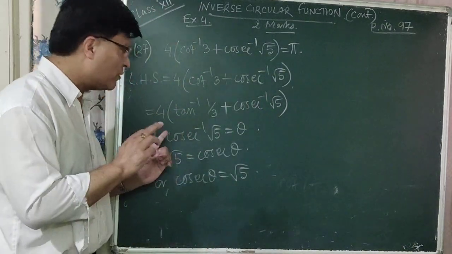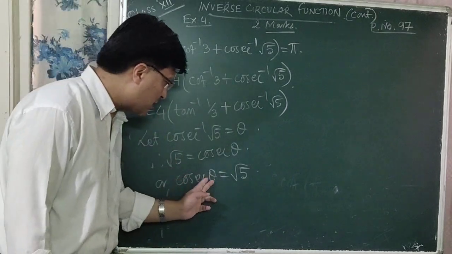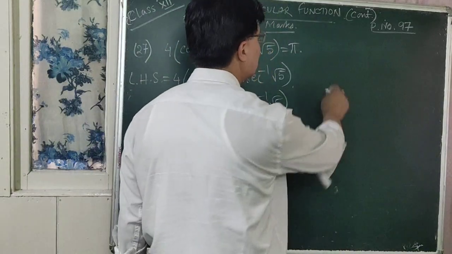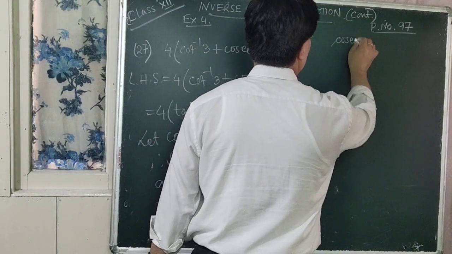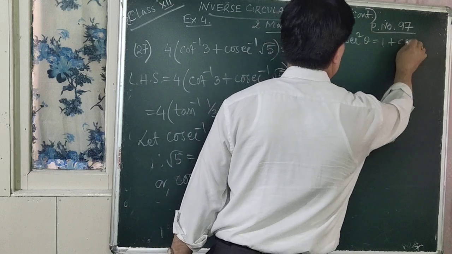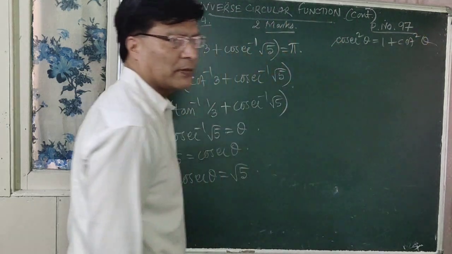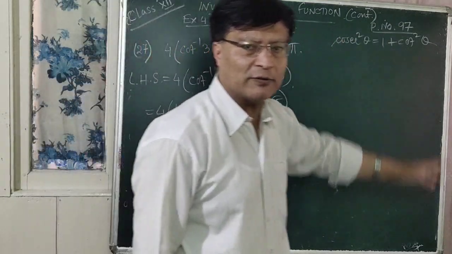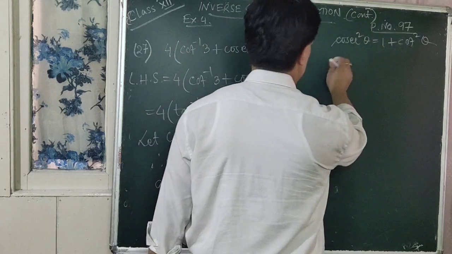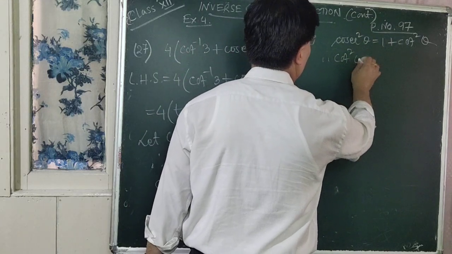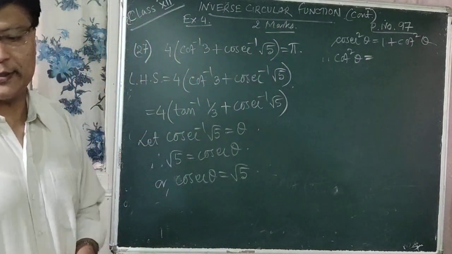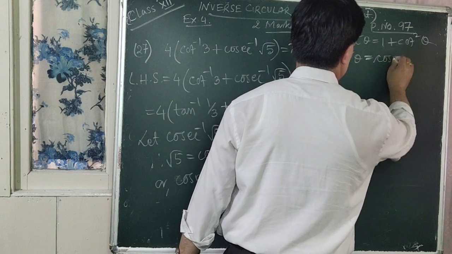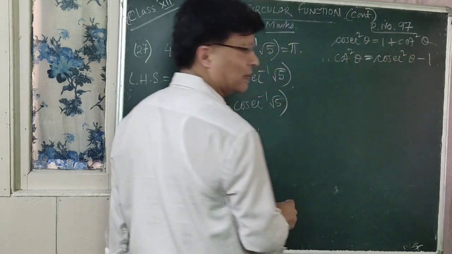Okay, so before that, from cosec theta you can get the value for cot theta using a formula, isn't it? What is the formula? Cosec square theta is equal to 1 plus cot square theta. But in this case cosec theta is given as root 5, so you have to find out the value for cot theta. So what is the formula for cot square theta now? It is cosec square theta minus 1, right? This is the formula.